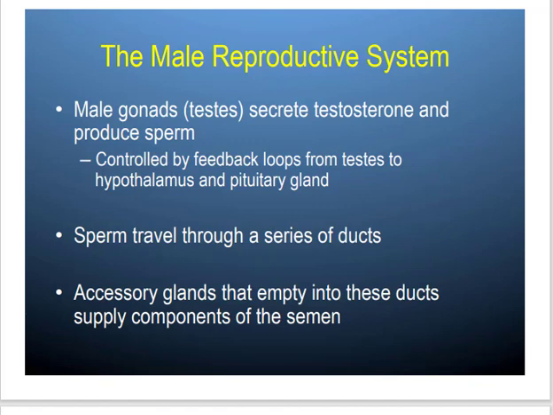Right, so the male gonads are called testes. They secrete testosterone and help produce the sperm. The sperm travel through a series of various ducts, and there's various accessory glands that help empty into those ducts that support and supply stuff that actually keep the semen active and healthy until it's ready to then be released.